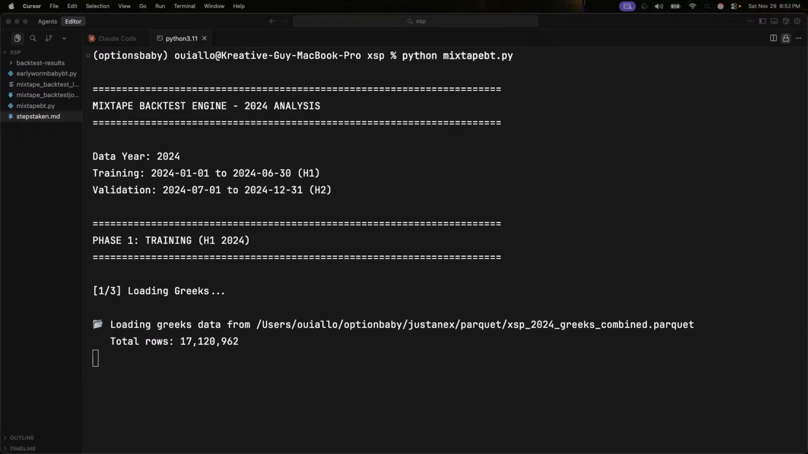We're waiting for our back test to load. All right, here we go.